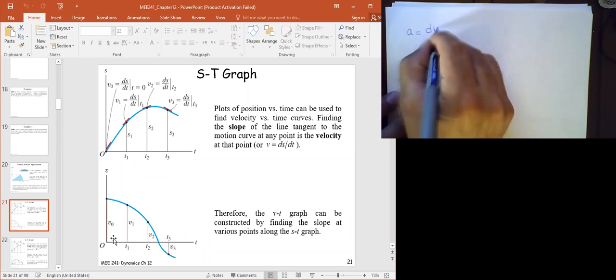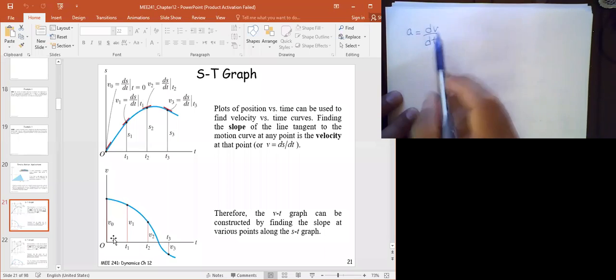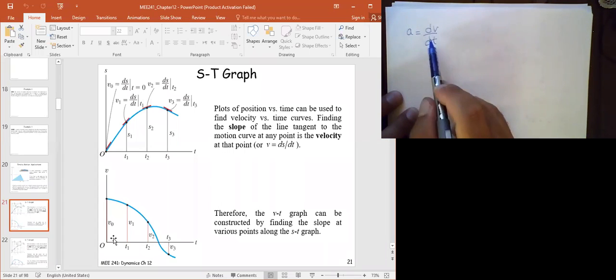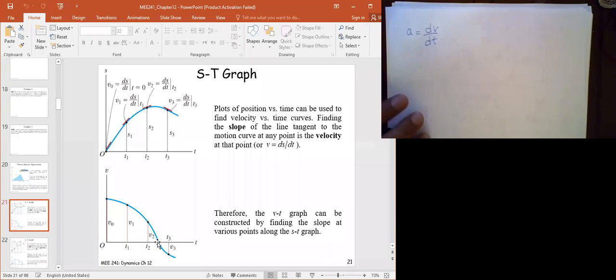So a is equal to dv over dt, right? So a is basically the slope of the velocity curve. So if I give you the velocity curve, then the acceleration here is not zero. The acceleration actually is a slope, right? And do you think the acceleration here is negative or positive? Negative, of course. Negative, because v is decreasing.